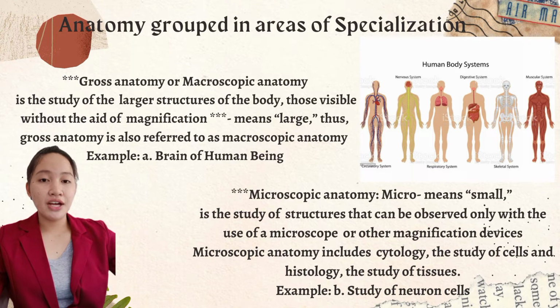The second one is microscopic anatomy. Micro means small. This is the study of structures that can be observed only with the use of a microscope or other magnification device. Microscopic anatomy includes cytology, the study of cells, and histology, the study of tissues. An example of this is the study of neuron cells.